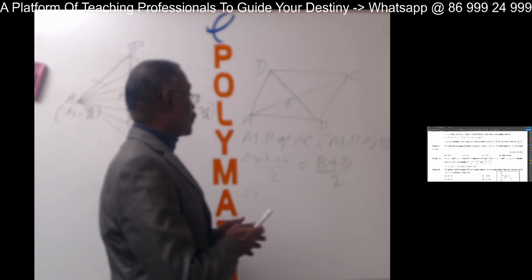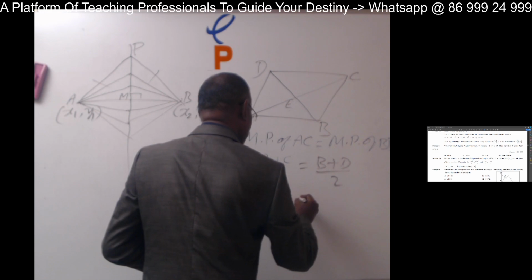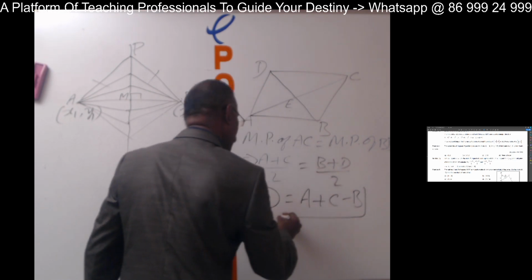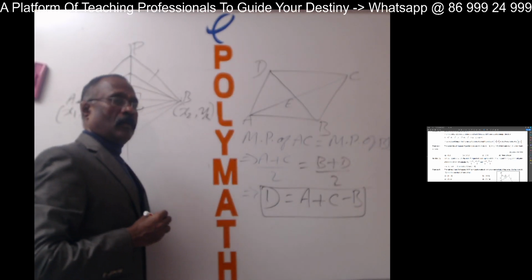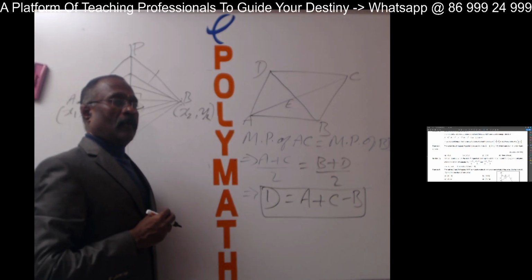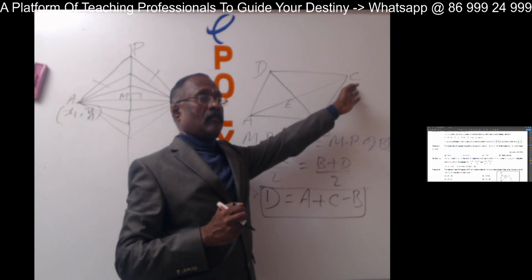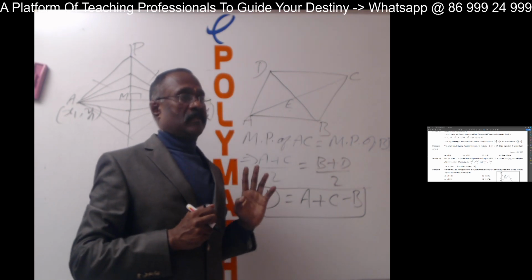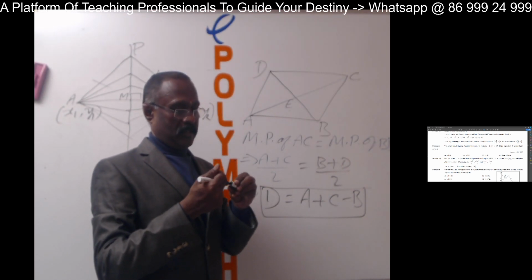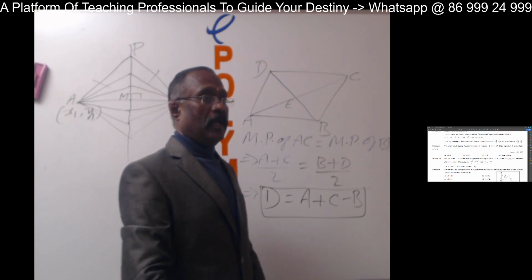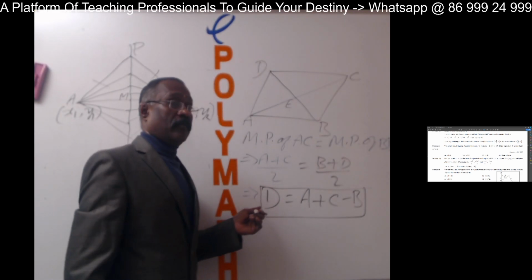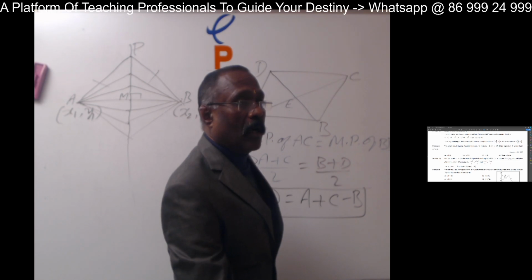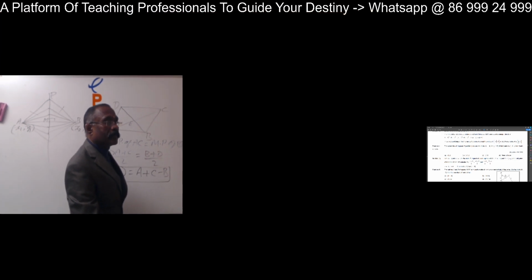Then, if you want the fourth vertex, D is nothing but A plus C minus B. That is, add the extremities of the diagonal and subtract the third vertex. A plus C minus B. Now, after learning this, what is the formula for the fourth vertex? A plus C minus B. Let us see directly that question now.